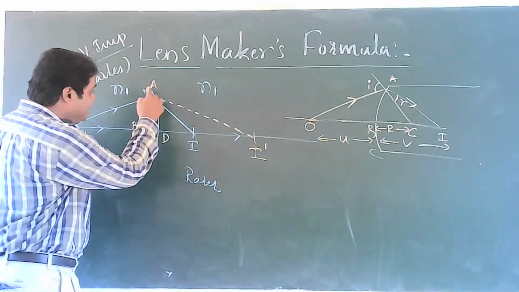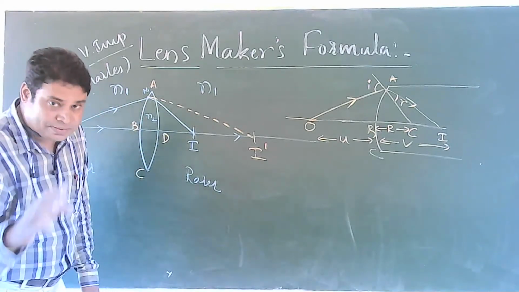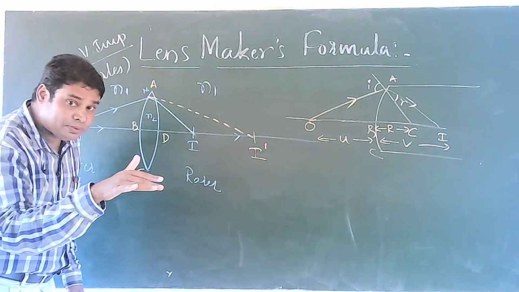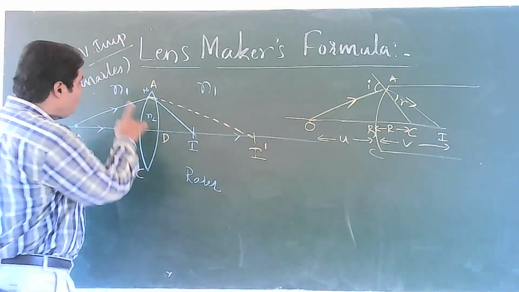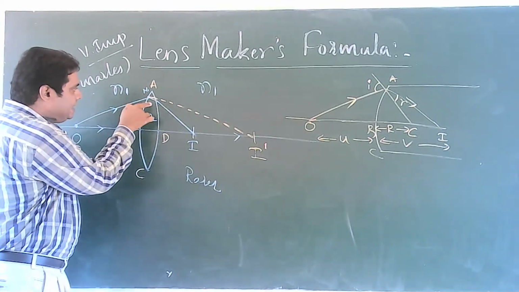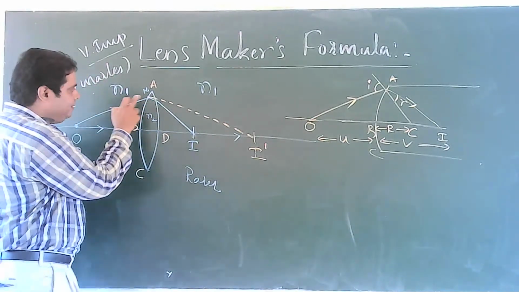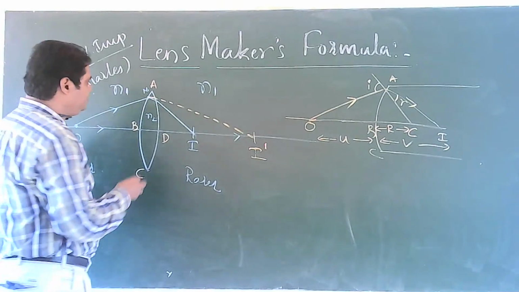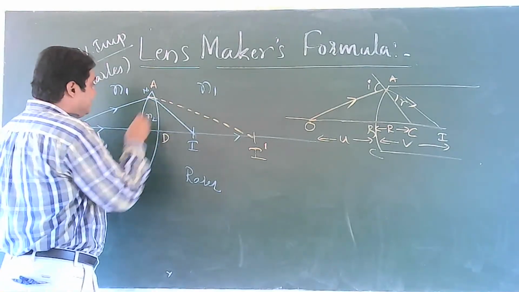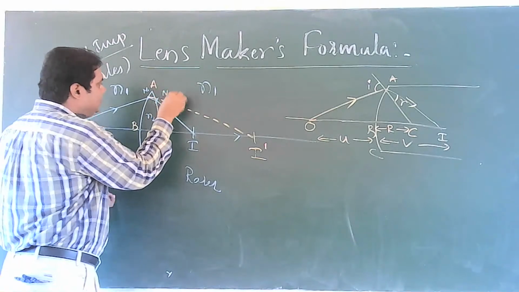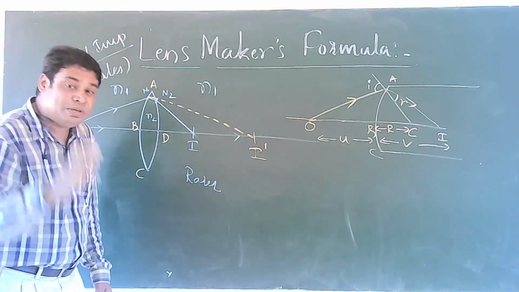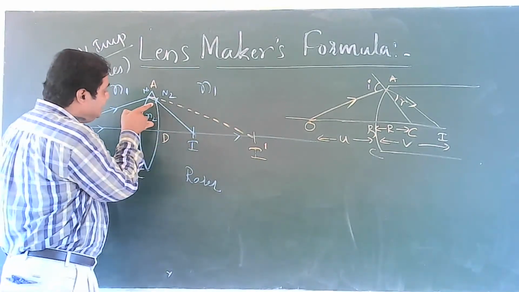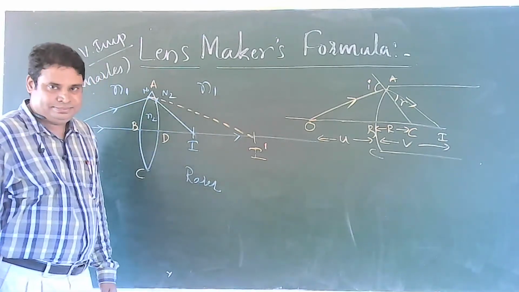Due to the presence of the second surface like ADC, the ray undergoes a second refraction. First refraction is between air and glass medium. This is air, I mean rarer and denser medium. Say this is the rarer medium, this is the denser medium at point N1. Second refraction is at N2, where the ray of light once again undergoes what? Refraction. Here refraction is between denser to air.